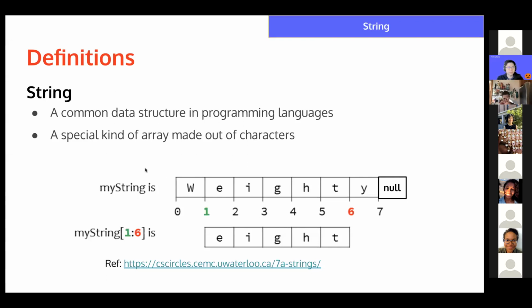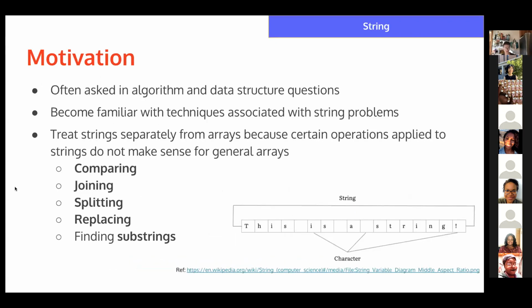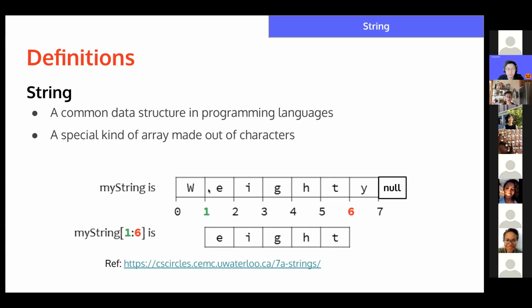So a string is a pretty common data structure used in programming languages. You can think of it as a special kind of array where each of the elements in the array are characters. In this example, my string is the word "weighty". In some languages, for instance a language like C, you wouldn't just have the characters. Here we have an element in the array for each of the characters, W, E, I, all the way to Y. But in a certain language like C, you might also have what we call the null terminator, which is essentially a null pointer that indicates the end of the string.